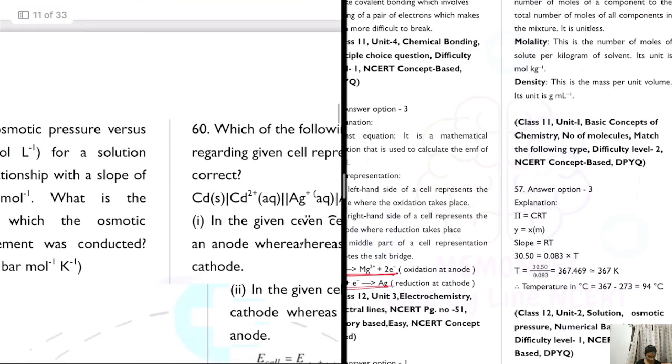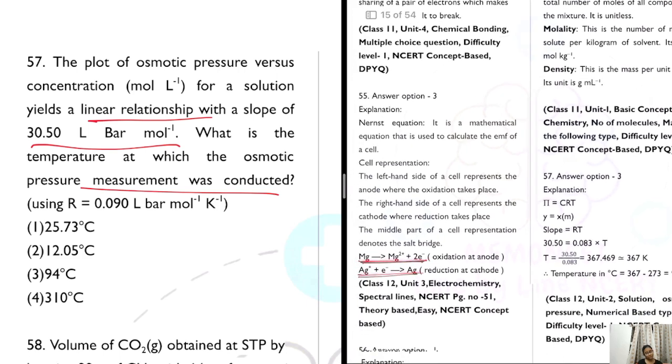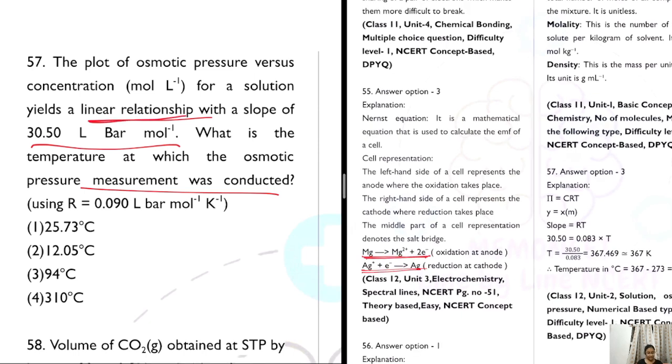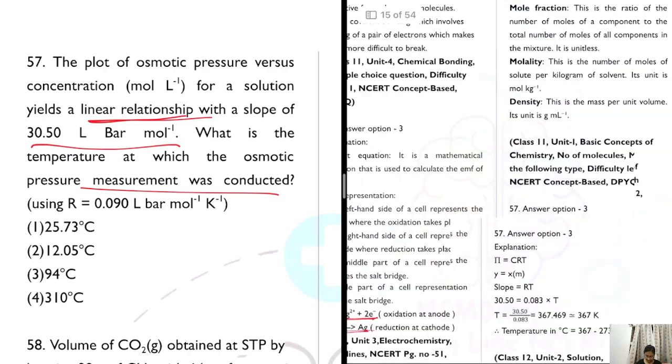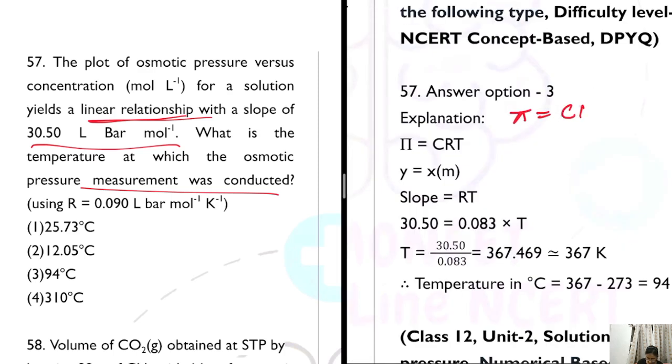That is question number 57. The plot of osmotic pressure versus concentration for a solution yields a linear relationship with a slope of this. What is the temperature at which the osmotic pressure measurement was conducted? See, what we will do here is, it is given that it follows a linear relationship, that is, a straight line equation is there. And the slope value will be what? We all know for osmotic pressure, we use pi equals CRT.